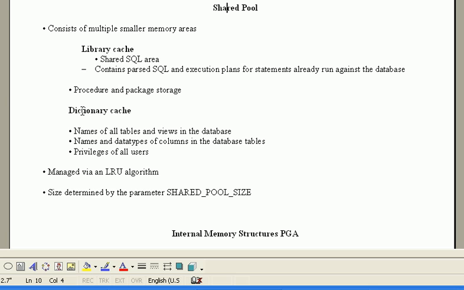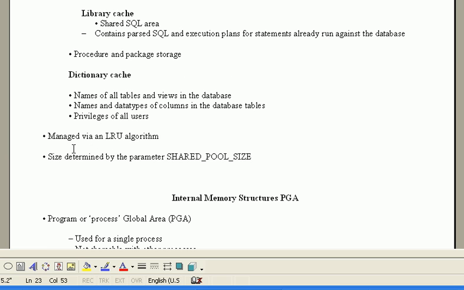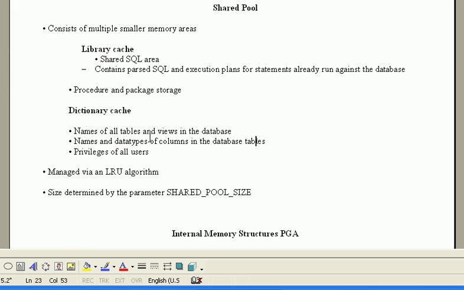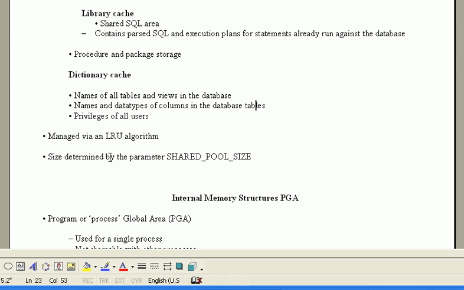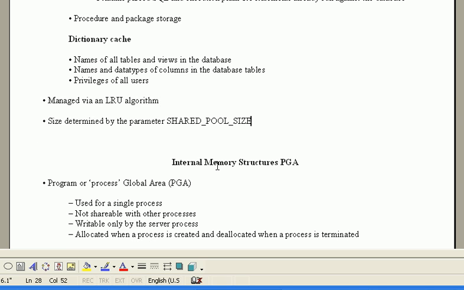The next is the dictionary cache, which contains the names of all tables and views in the database, names and data types of columns in the database tables, and the privileges of all users. This is managed via an LRU algorithm, that is the shared pool. The size is determined by the parameter shared_pool_size.